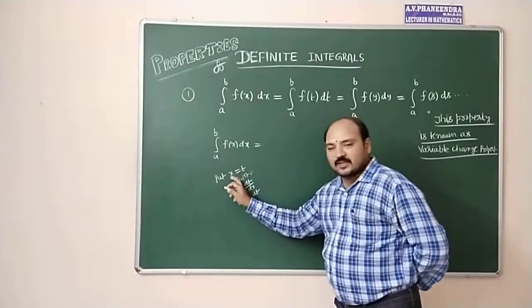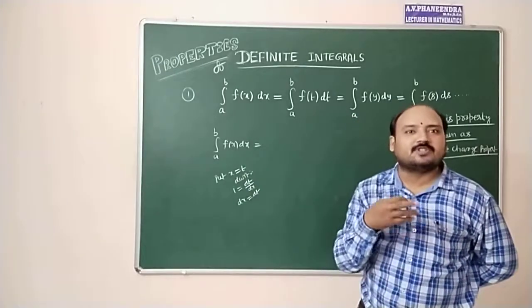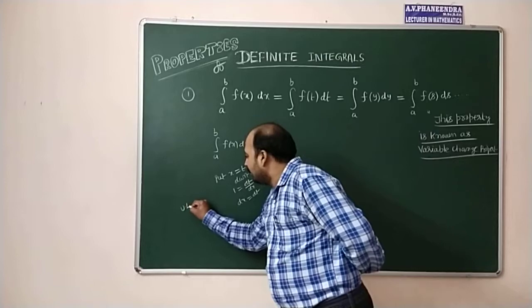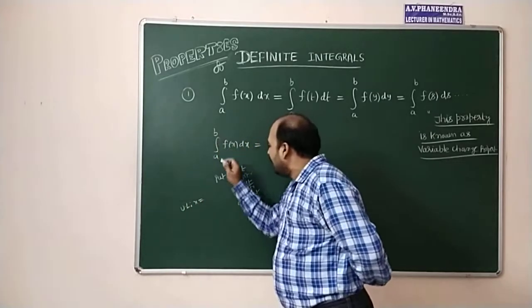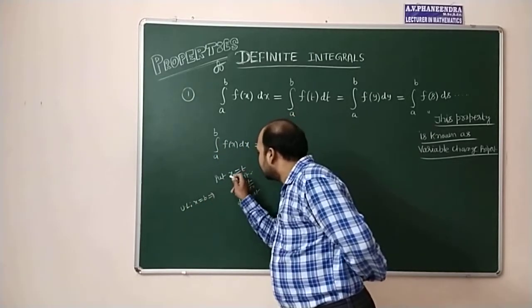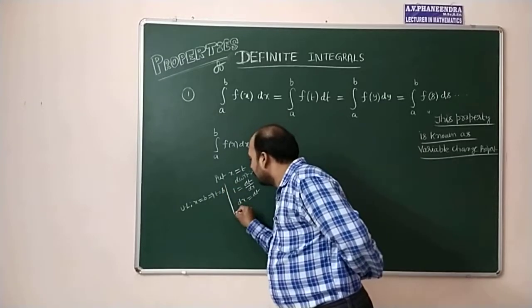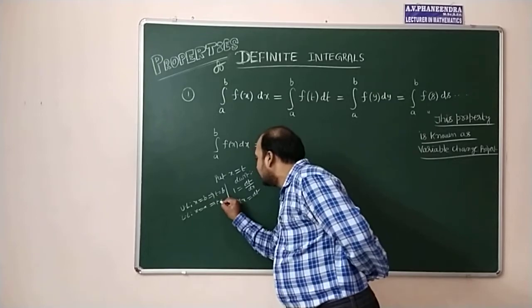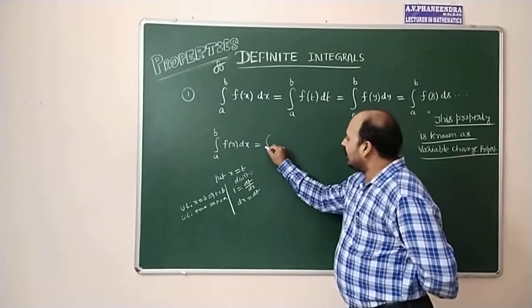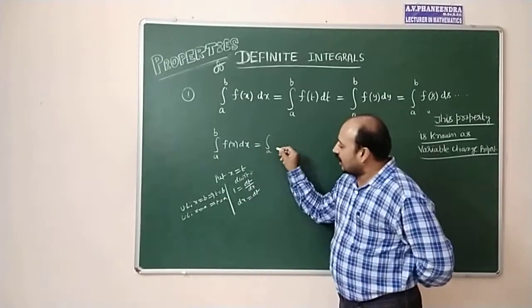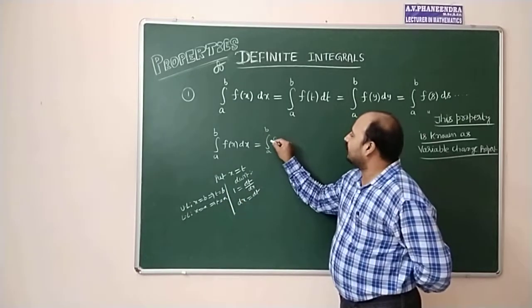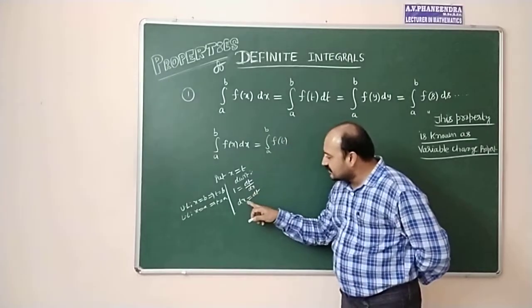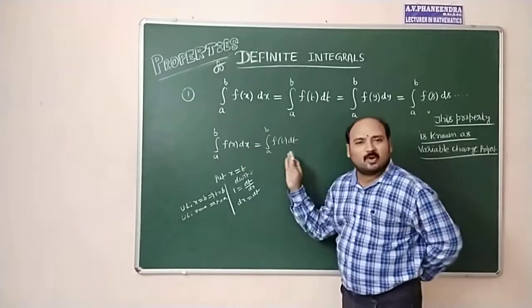Whenever you are taking an assumption in definite integration, the limits will change. So when x is equal to b, the upper limit, t is also equal to b. When x is equal to a, the lower limit, t is equal to a. So the integral has lower limit a, upper limit b, f of t wherever x is there, and dt wherever dx is there. Both are equal.